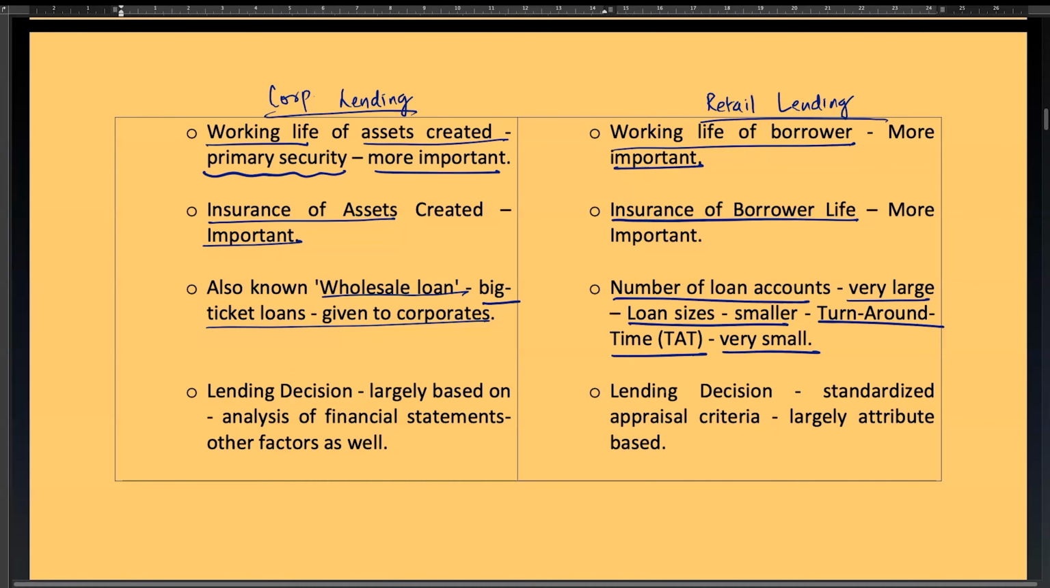And if you look at the lending decision process, basically they'll have standardized appraisal criteria. So it is more attribute based, and they follow a structure. Whereas in corporate lending, it is largely based on analysis of financial statements, and of course other factors play a very important role, but it is largely based on analysis of financial statements, and that's why financial analysis is considered one of the important skills.